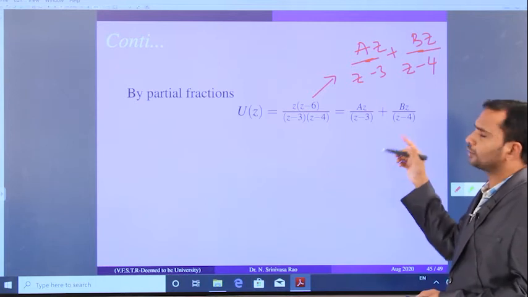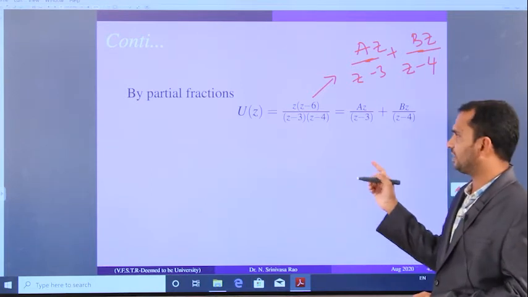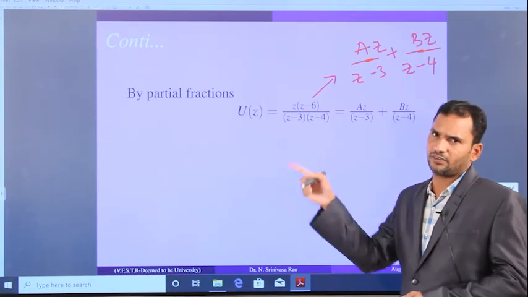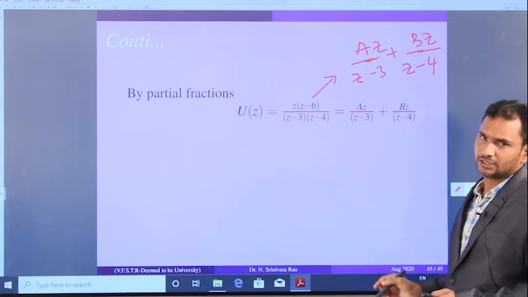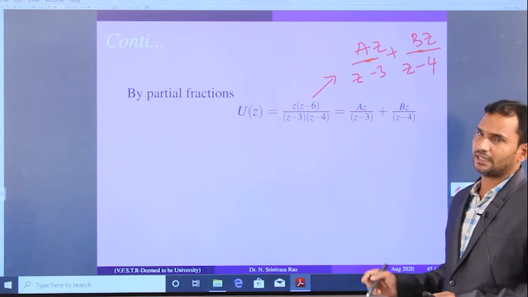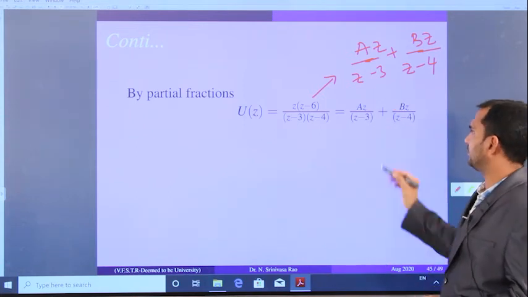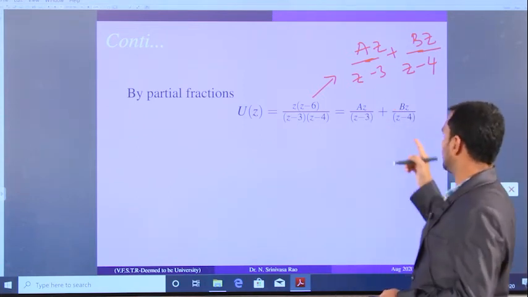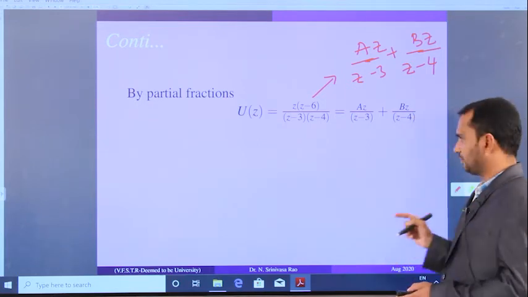Why? Because I have told you the reason already. Because in every z transformation formula, in the numerator there is a z value. So that is the reason why we multiply with this. Therefore az by z minus 3 plus bz by z minus 4.